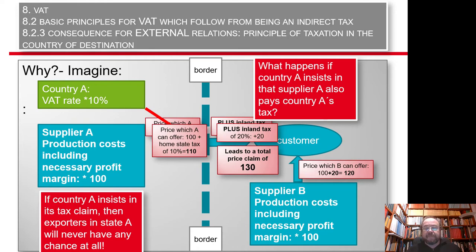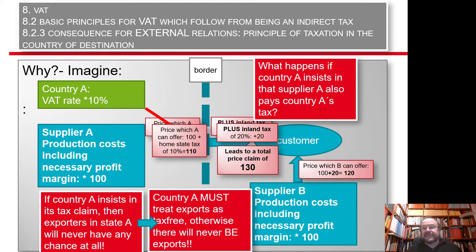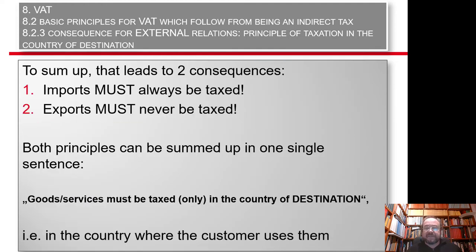So we have two simple conclusions already which we can draw. All imports must be taxed and all exports must never be taxed. And if you sum up the basic idea of that, then you can simplify that by saying one thing. An indirect tax on goods or services must only be levied in the country where the good goes to. So in the country of destination, where the customer gets them and uses them, not in any other country.